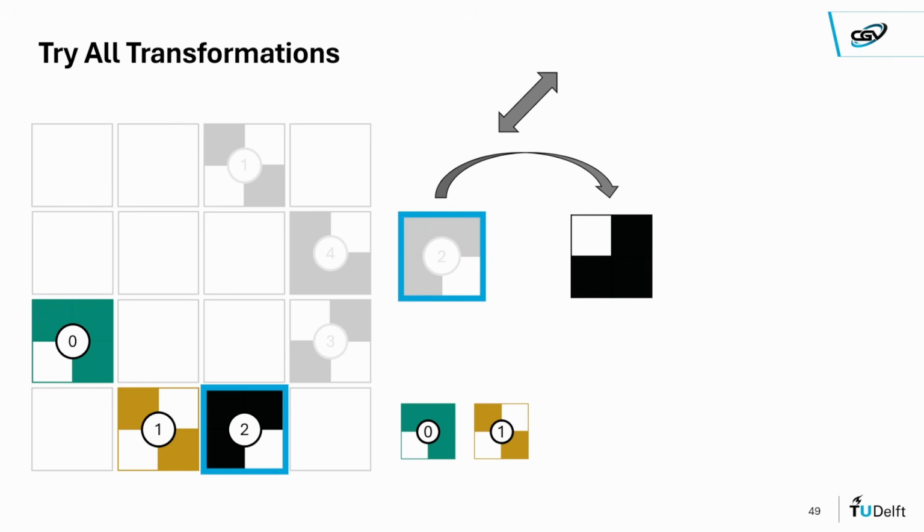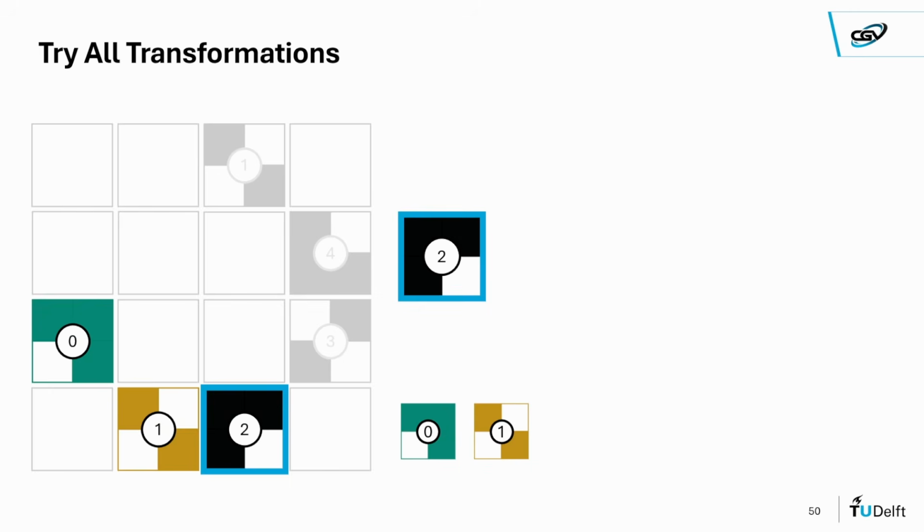We take it and we consider all possible transformations. So we have a for loop over all of our transformations. For example, we might try the equivalent of a mirror symmetry. And then we check whether we've already seen the resulting pattern before. In this case, we haven't. So we move on to the next transformation.